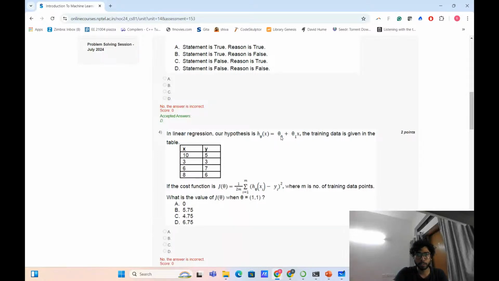So theta naught is 1. 1 plus 1 into x. That is 10 here. So 1 plus 1 into 10. That will give you the value 11. So your h theta for this sample is 11 minus y i. Here it is 5. So 11 minus 5, 6, whole square, plus you do the same thing for the next three examples. Is that okay? Or do you want me to explain it more?